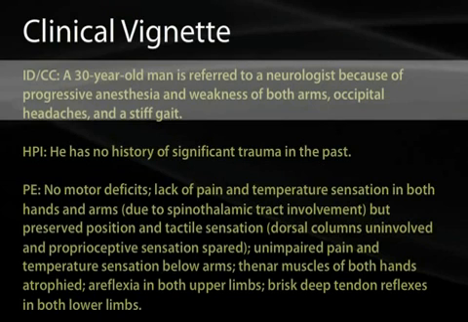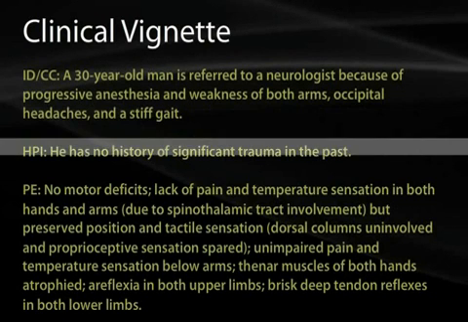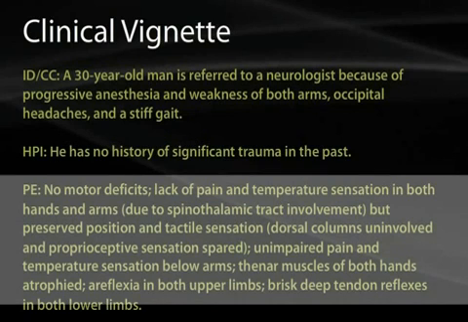Another clinical vignette. A 30-year-old man is referred to a neurologist because of progressive anesthesia and weakness of both arms, occipital headaches, and a stiff gait. He has no history of trauma in the past, no motor deficits, lack of pain and temperature sensation in both arms and hands due to spinal thalamic tract involvement, but preserved position and tactile sensation. The dorsal columns are uninvolved and proprioceptive sensation is spared. Unimpaired pain and temperature sensation below the arms, thenar muscles of both hands are atrophied, areflexia in both upper limbs, brisk deep tendon reflexes in both lower limbs.